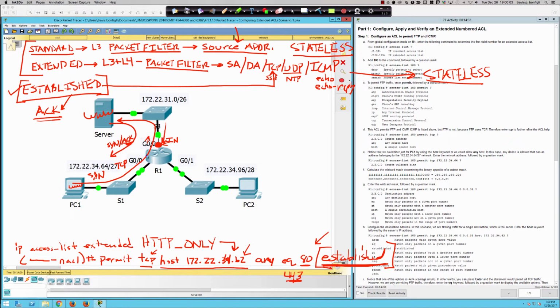But again, even with the established keyword, it's not tracking bytes or idle time or any of that information. It is still a stateless operation that just simply is looking at additional layer 4 TCP information to make a determination as to whether or not that traffic will be allowed back through this interface. And it provides a level of security as well, if you think about it.